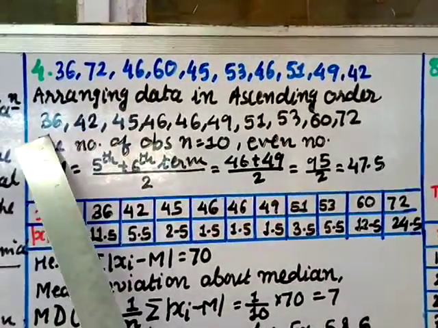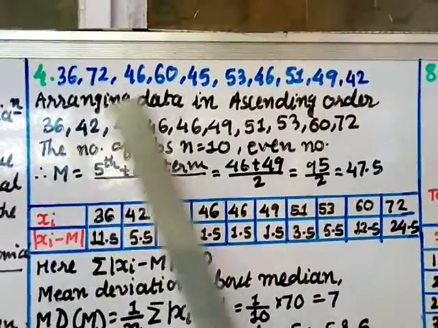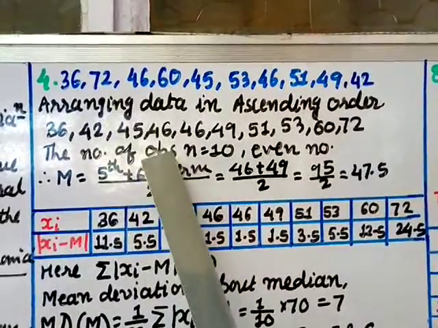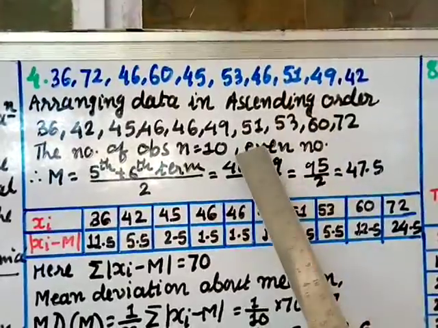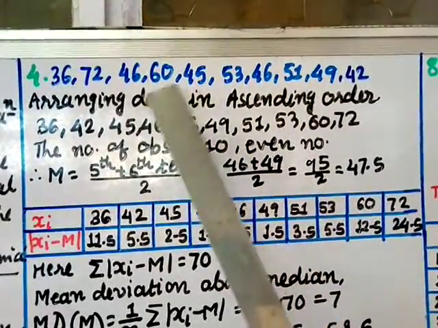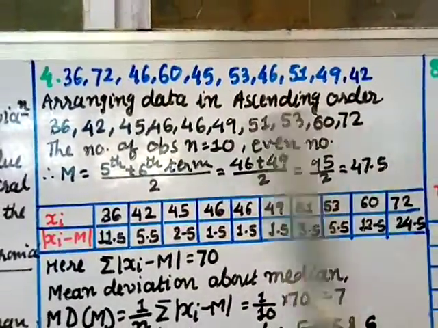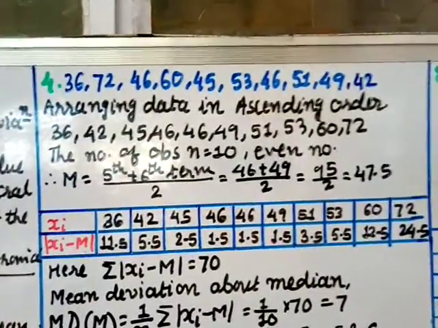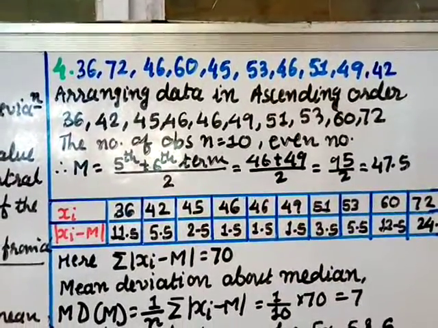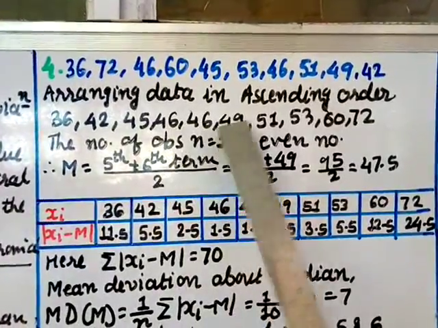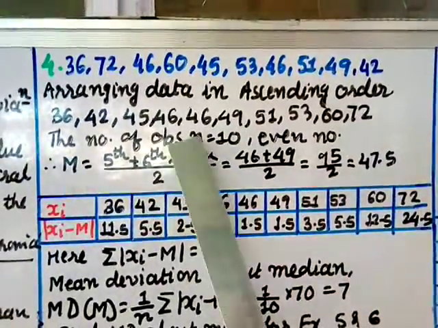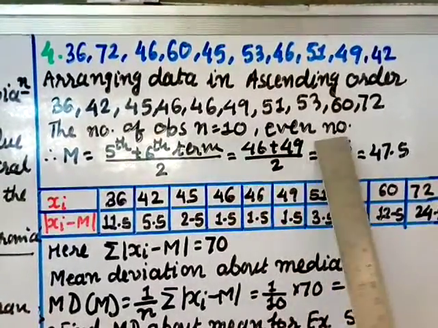Here the small value is 36, then 42, then 45, then 46, there are 2 times, so 46, then 49, 51, 53, then 60 and 72. You can just look at it yourself and try it, just arranging in ascending order. Then count the number of observations. There are 1, 2, 3, 4, 5, 6, 7, 8, 9, 10. So number of observations small n equals 10, which is an even number.